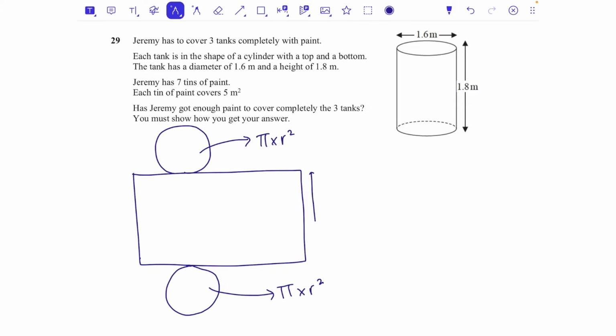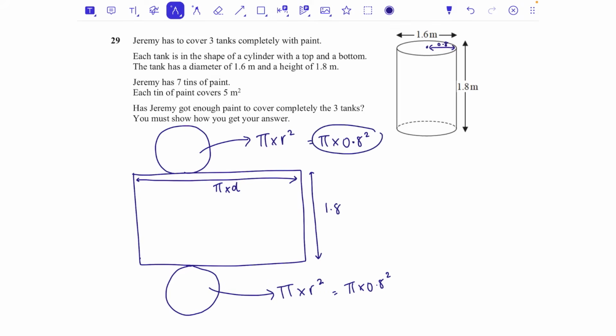We know that this is the height of a cylinder, which is 1.8. But this distance along here, how would I get that? Well, that is the same as the distance around the edge of the circle, so the circumference. And we get the circumference by doing pi times diameter. So taking all that into consideration, the circle on the top is going to be pi times 0.8 squared. 0.8 because we're only going to the middle for the radius. If it's 1.6 all the way across, it's 0.8 to the middle. And then pi times 0.8 squared for the bottom as well.